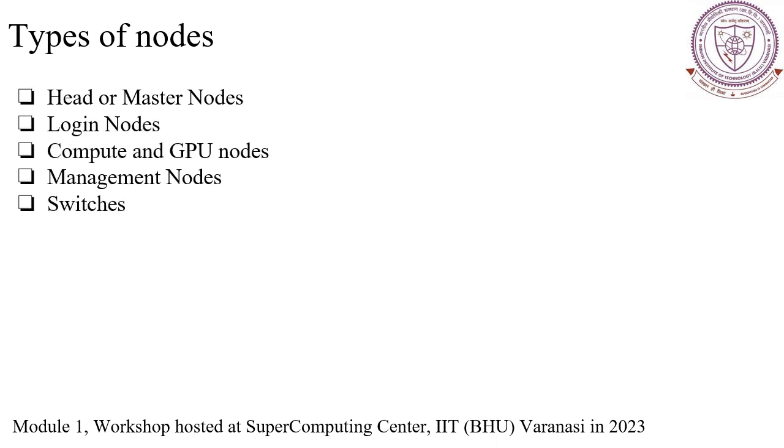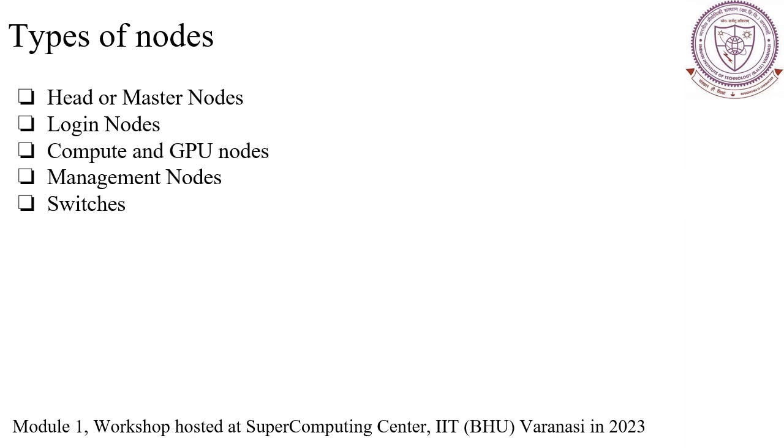Let's see what types of nodes are available in our HPC system. The first one is the head or master node. Head or master nodes are responsible for managing the HPC cluster. They typically run the cluster scheduler and other management software. Then the login node. Login nodes are the nodes that users interact with when they submit jobs to the HPC cluster. Users can use the login node to check the status of their jobs, transfer files from the HPC cluster to the local machine, and use other HPC tools and resources.